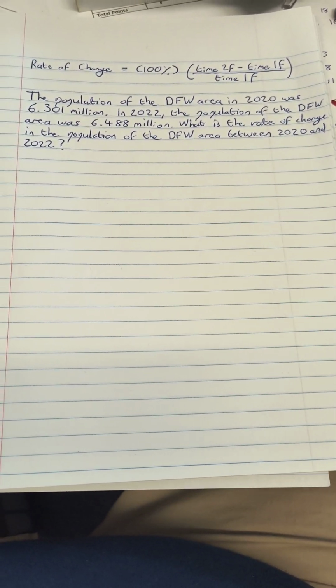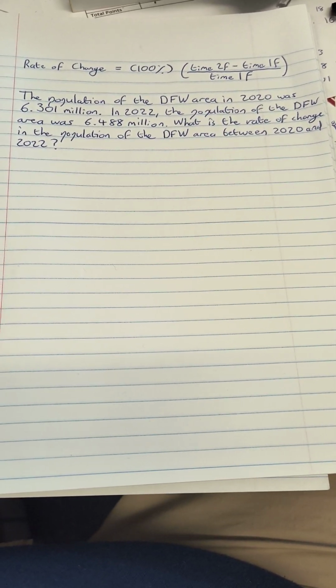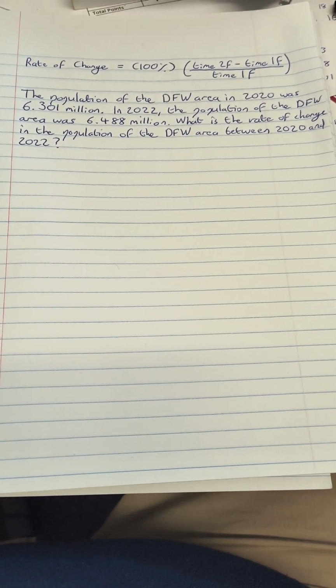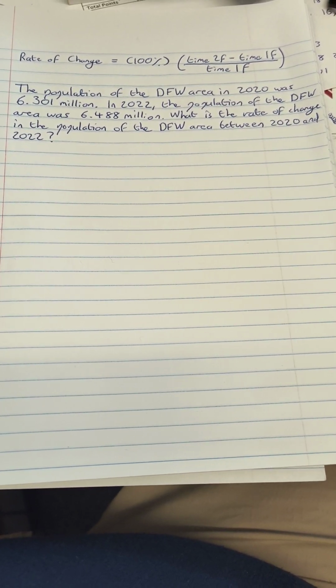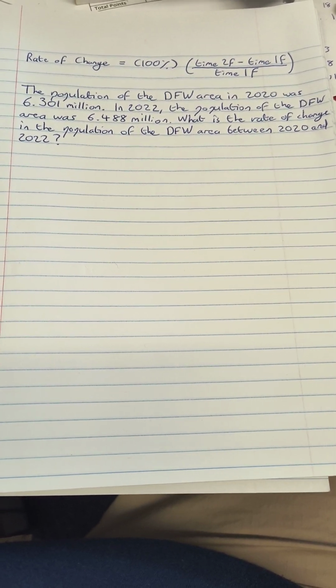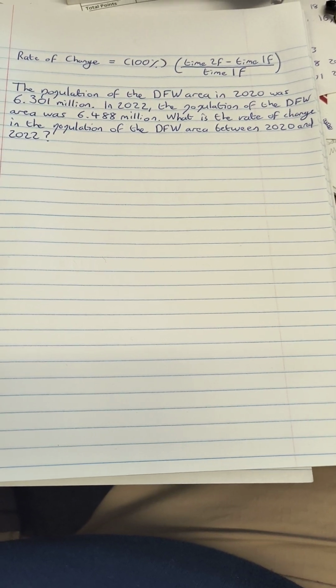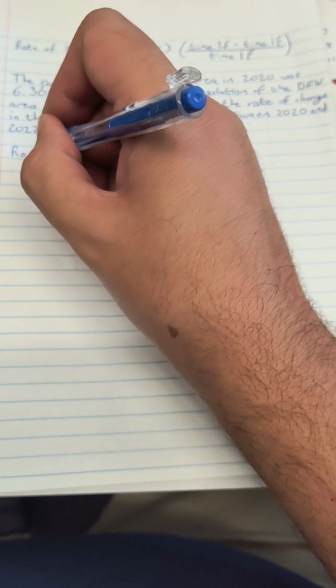So in our word problem, we have that the population of the DFW area in 2020 was 6.301 million people, and that then in 2022, 2 years later, the population of the DFW area was 6.488 million. And so our question is, what is the rate of change in the population of the DFW area between 2020 and 2022? So again, let's just start by setting up our equation.